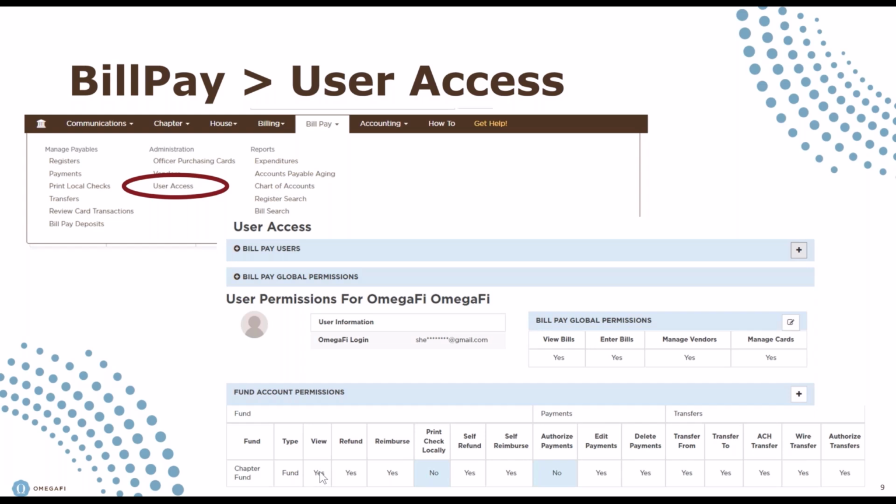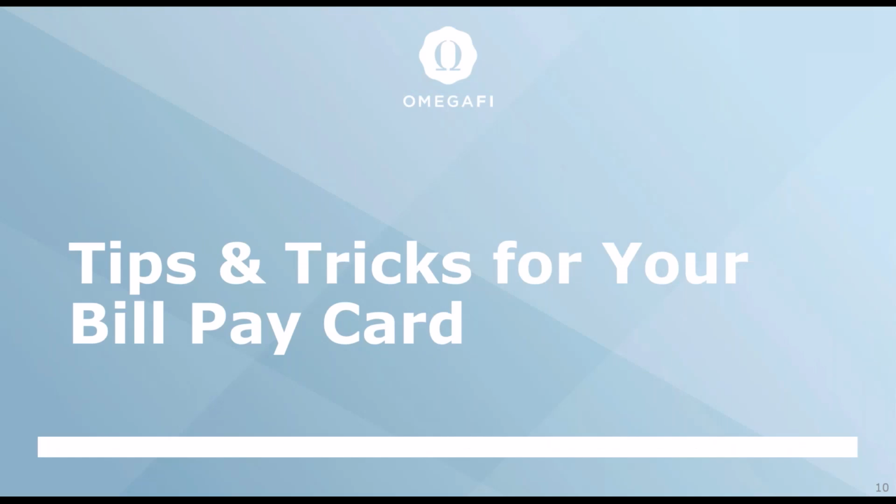Like I said, you can have somebody who doesn't have a card who has access to all of this. Somebody with a card could have all of the access needed. So if your treasurer is going to be your primary card holder, they can operate as both a card holder and a manager. And really you can make this program work for you and your expense management protocols as needed. We're going to talk about a few tips to get the most out of your card.